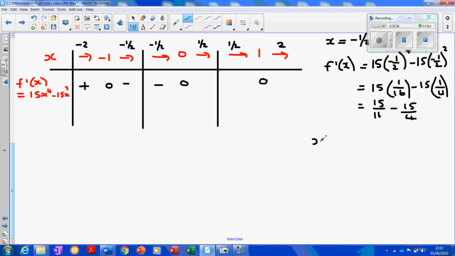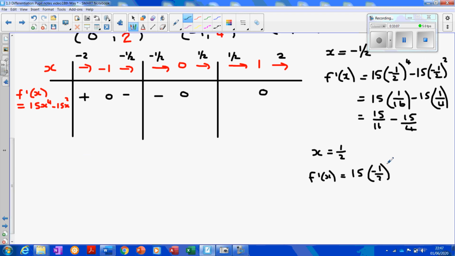When x is equal to 1/2, do the same thing. So f dash x will be 15 times 1/2 to the power of 4 minus 15 times 1/2 to the power of 2. I'm doing +1/2, so it should be +1/2 in there, not minus. I've done minus.